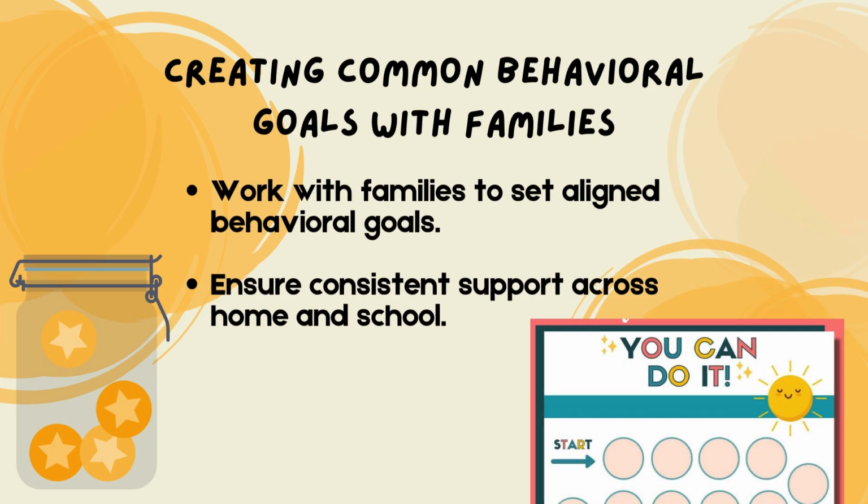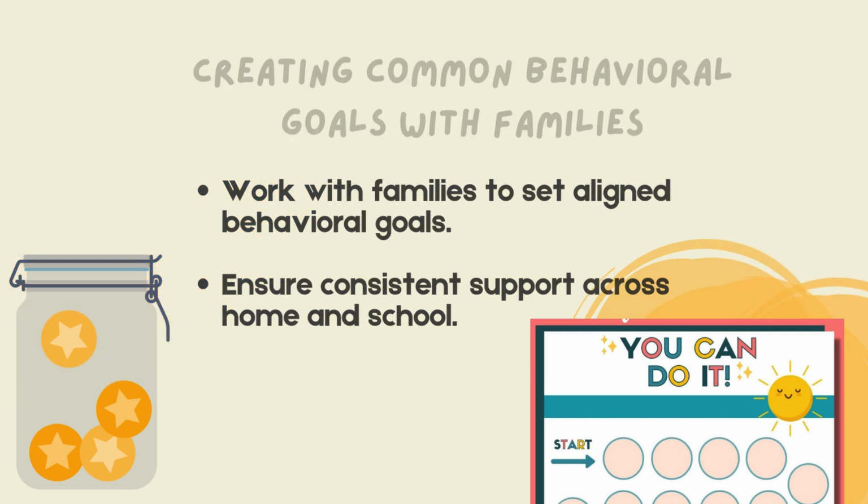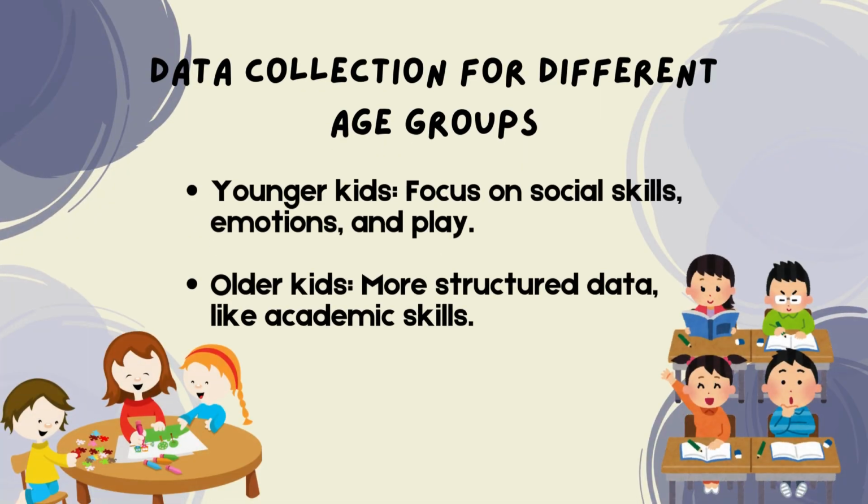Speaking of families, it's really important to work with them to set common behavioral goals. This way, the student gets consistent support both at school and at home. For example, let's say a student is working on staying seated during circle time. You and the family can agree to use a timer at home to help them practice sitting still, just like you do in class. When everyone's on the same page, the student gets a unified message and they can make more progress.